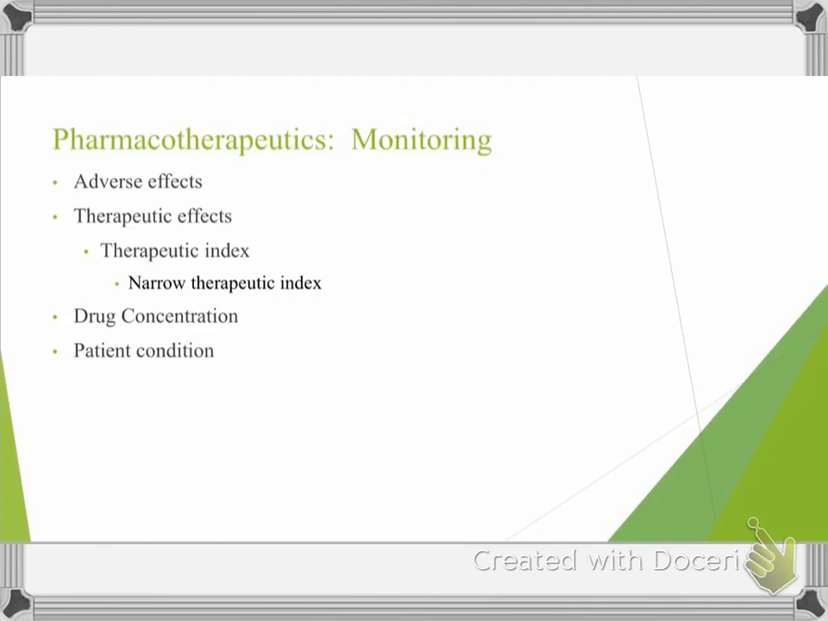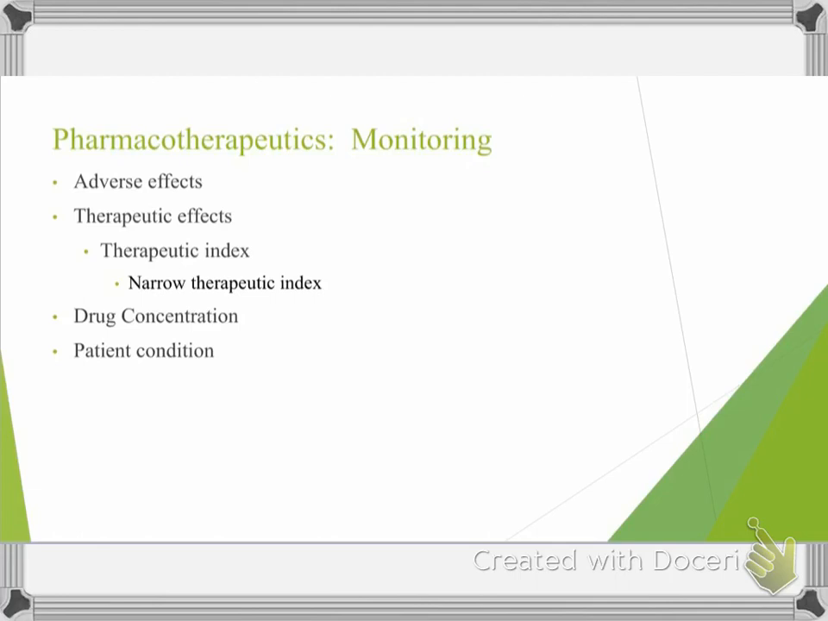So for those drugs that have a narrow therapeutic index, they will need to draw peaks and troughs, because we really need to know what is the maximum amount of drug that's in that blood at any given point, and what's the lowest amount of drug that's in the blood at any given point. So we need to know peaks and troughs if it has a narrow therapeutic index. There are several drugs that we're going to talk about that will have these, so you need to know those drugs that require that. Drug concentration, this is the amount of drug that's in the blood.